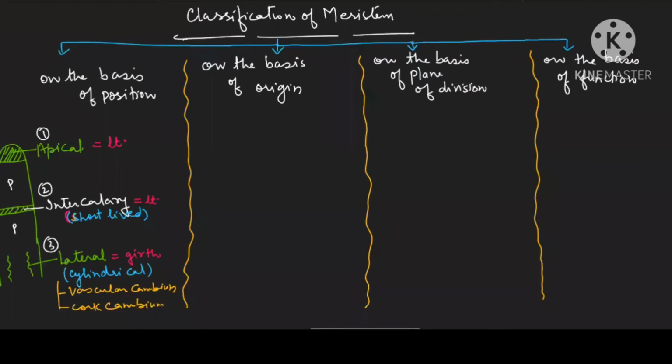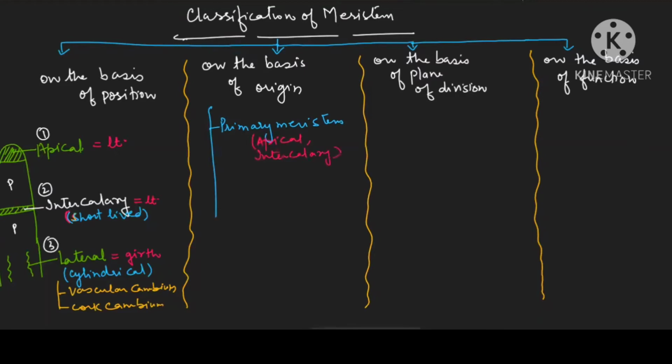Now let us see on the basis of origin. On the basis of origin, meristematic tissues are only of two types. Primary meristem, which is present from the beginning. And what is present from the beginning, you know very well, is apical and intercalary. So apical meristem and intercalary meristem. So this is primary meristem.